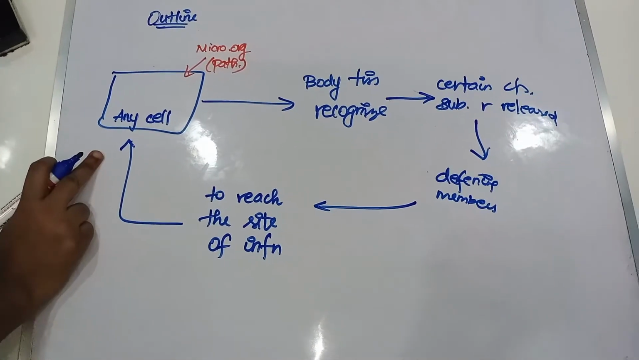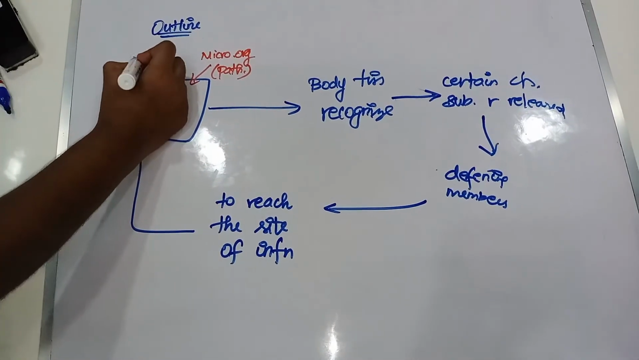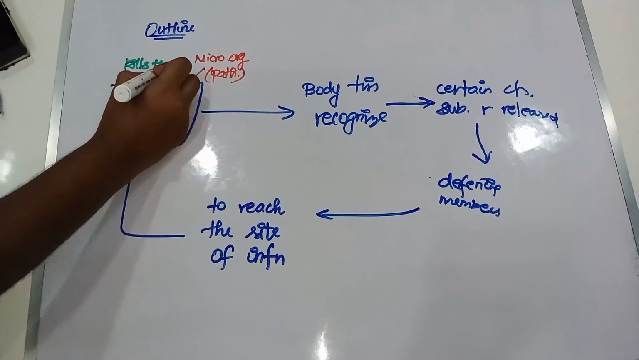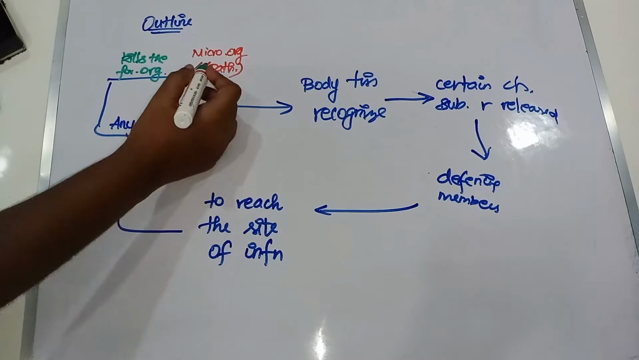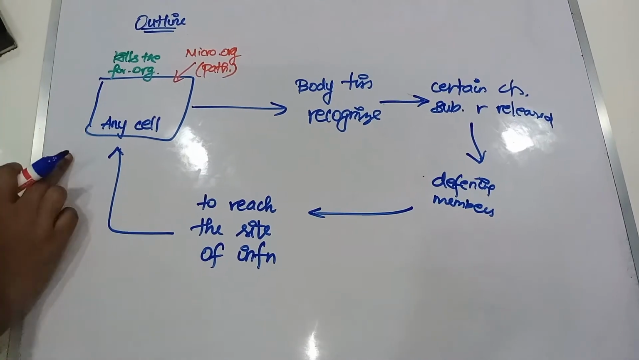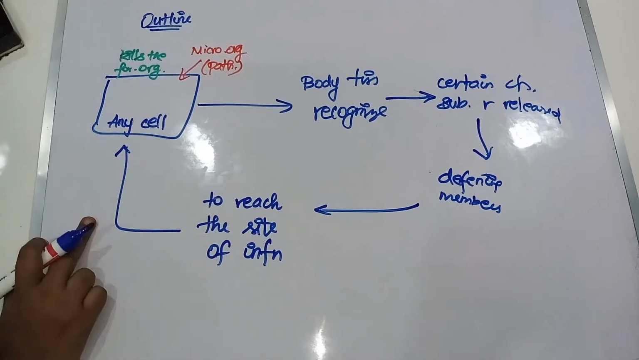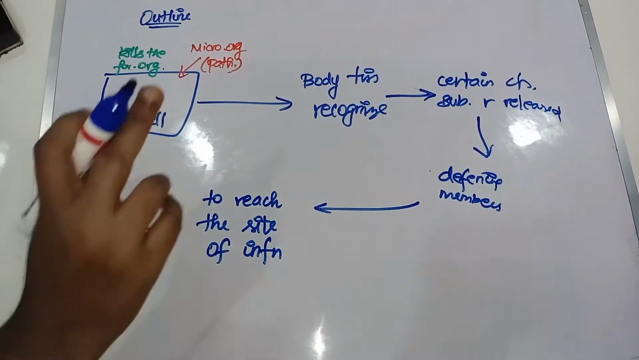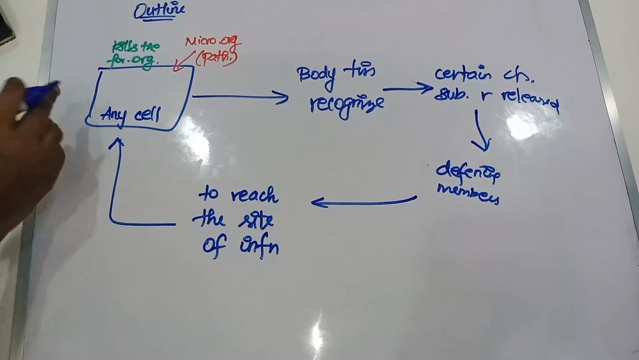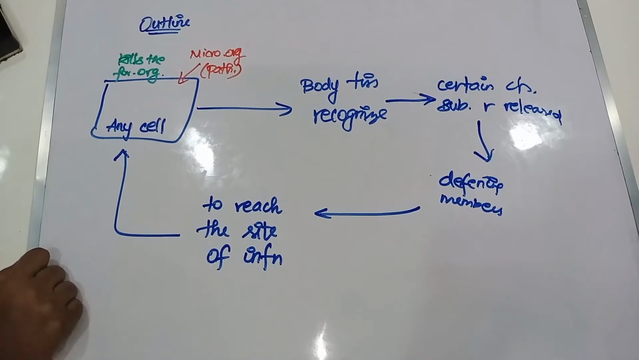After reaching the site of infection, the defending members of our body try to eliminate the foreign organism. It kills the foreign organism and also prevents the damage caused by it. This is the overall outline. So any body tissue in our body, if it is exposed to a microorganism, recognizes it and releases certain chemical substances which cause the defending members of our body to reach the site and compete against the foreign organism, kill it, and also prevent the consequences of the microorganism.